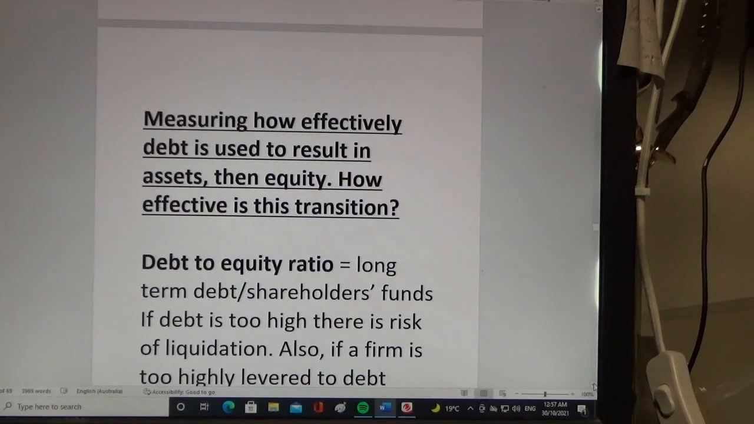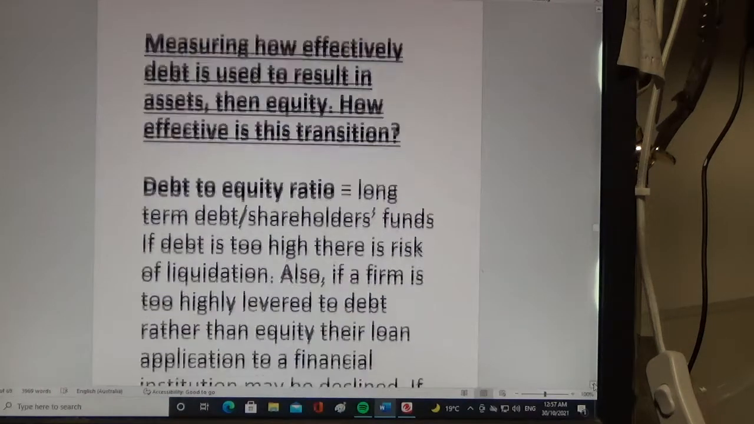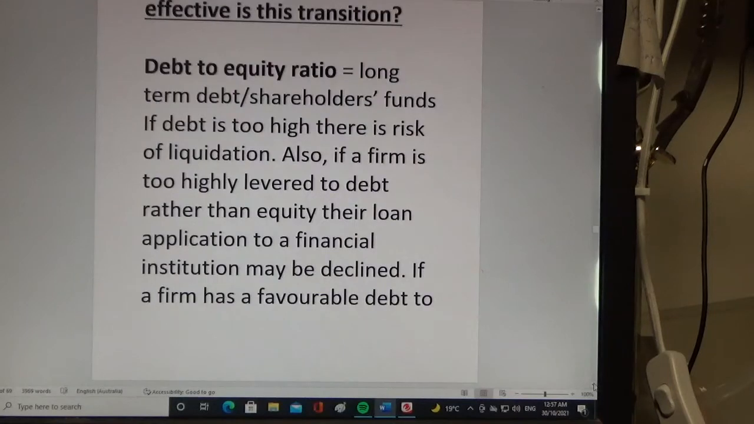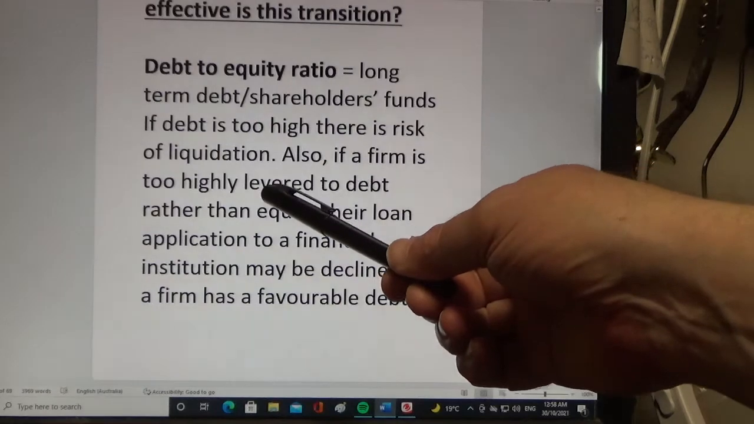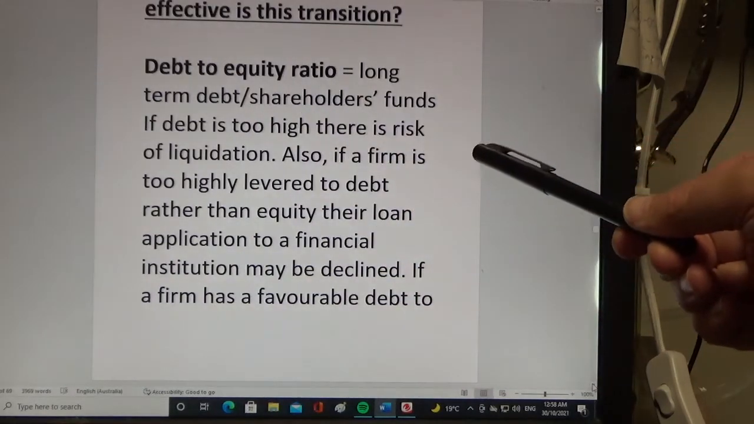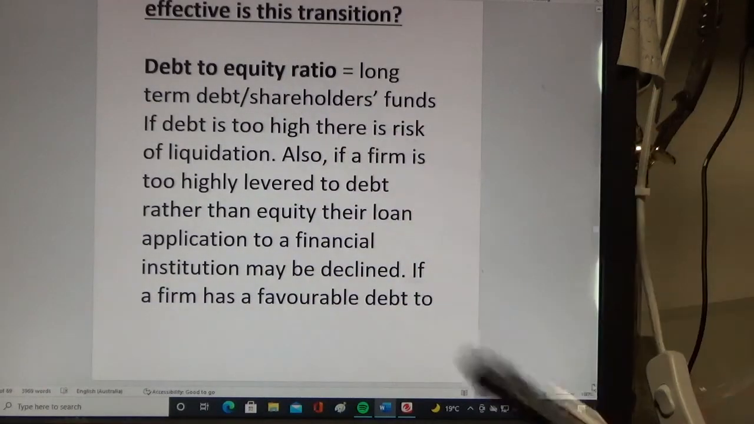Leverage ratios. Measuring how effectively debt is used to result in assets, then equity. How effective is this transition? Firstly, debt to equity ratio equals long-term debt divided by shareholder funds. If debt is too high in the numerator, there is a risk of liquidation when you compare it to shareholder funds. If that's low, that's another lopsided ratio.